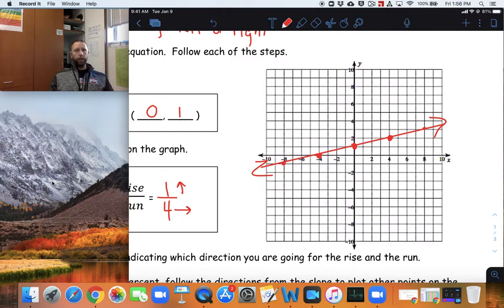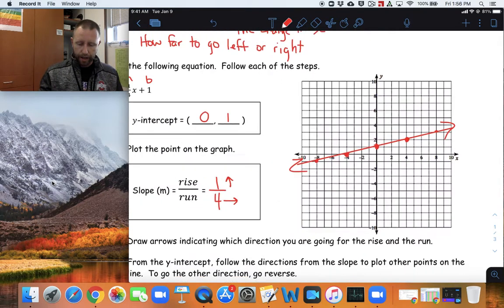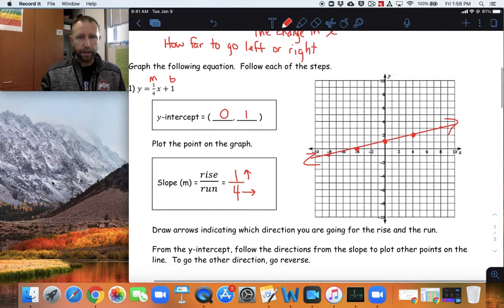But we want to make sure that we include those arrows on both sides. There we go. Because that line's going on forever, right? If the graph was bigger, I could have put more points on there. I could have kept going up 1 to the right 4, up 1 to the right 4, up 1 to the right 4. So we include those arrows at the end of our line.